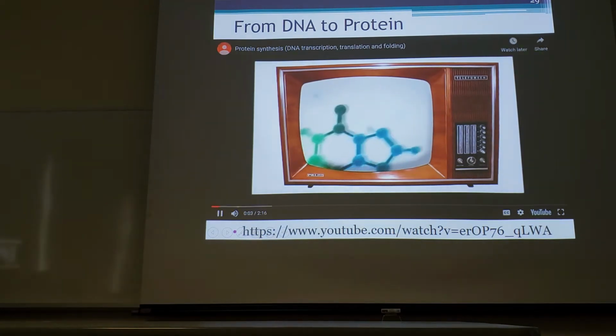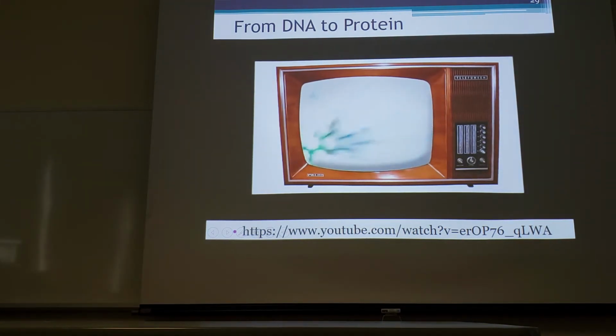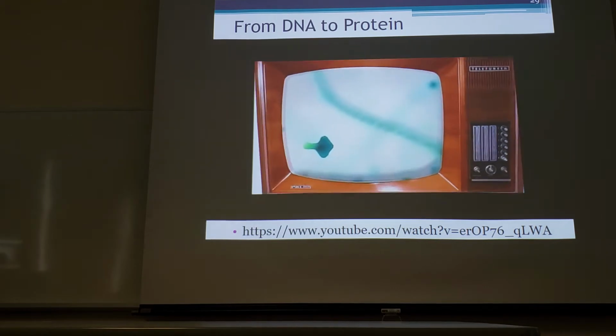This animation demonstrates how the digital information encoded within DNA is used to direct protein synthesis.